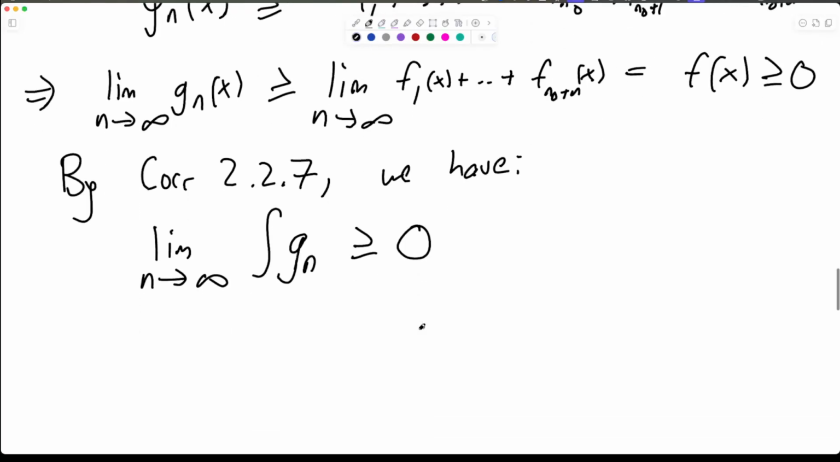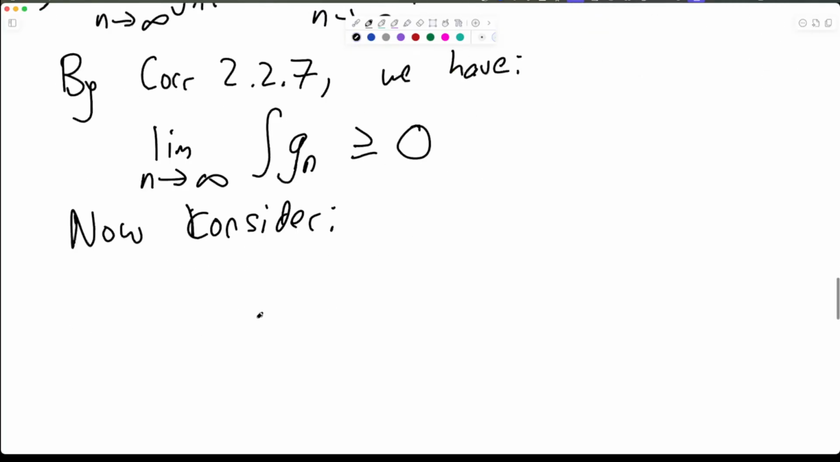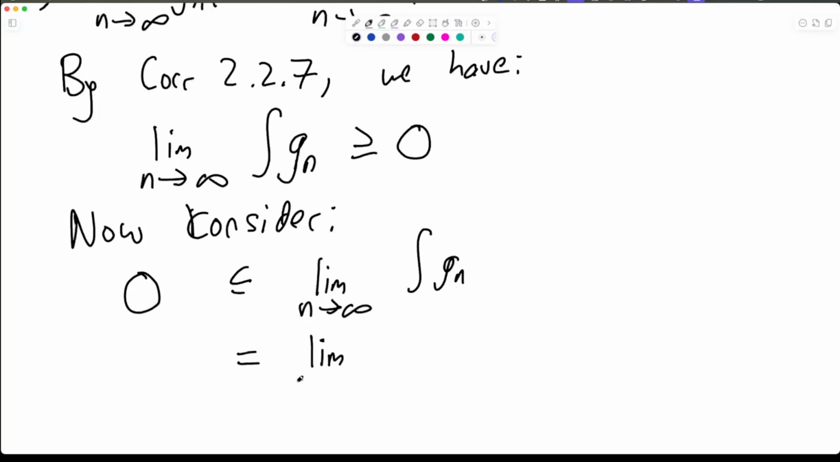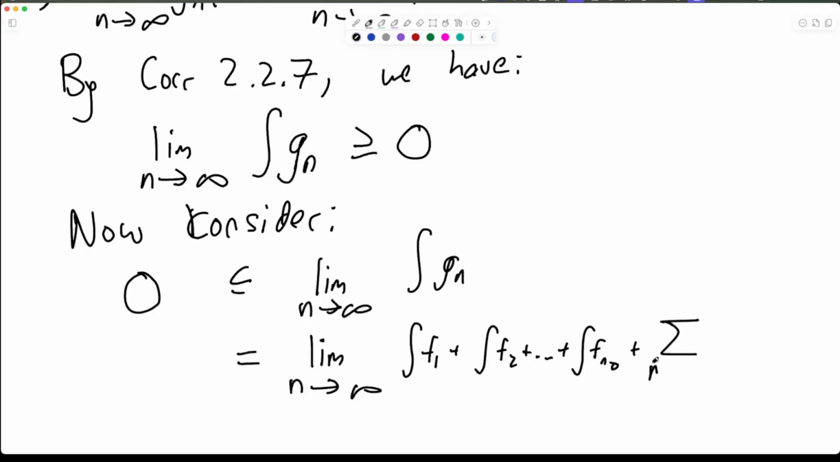Okay, so there's a long sequence of inequalities in the book now. Consider the following long sequence of inequalities. It starts with 0 is less than the limit as n goes to infinity of the integral of Gn. And that thing is itself a sum. So this is the integral of f1 plus the integral of f2 plus dot dot dot plus up to n naught. And then after n naught, it is a sum that switches to absolute values. So we take the absolute value of the integral of fk.